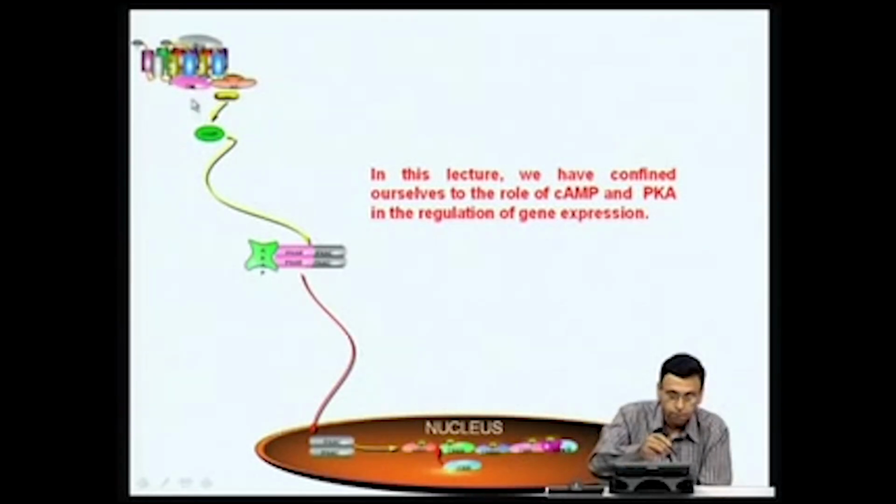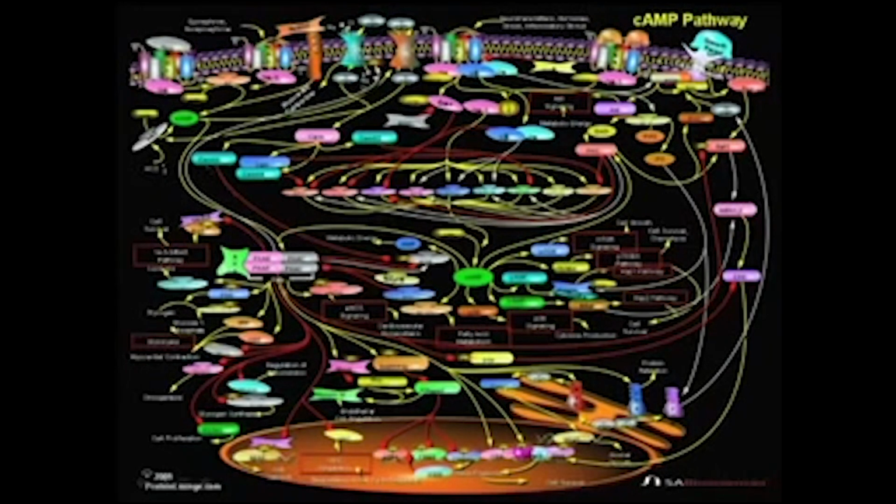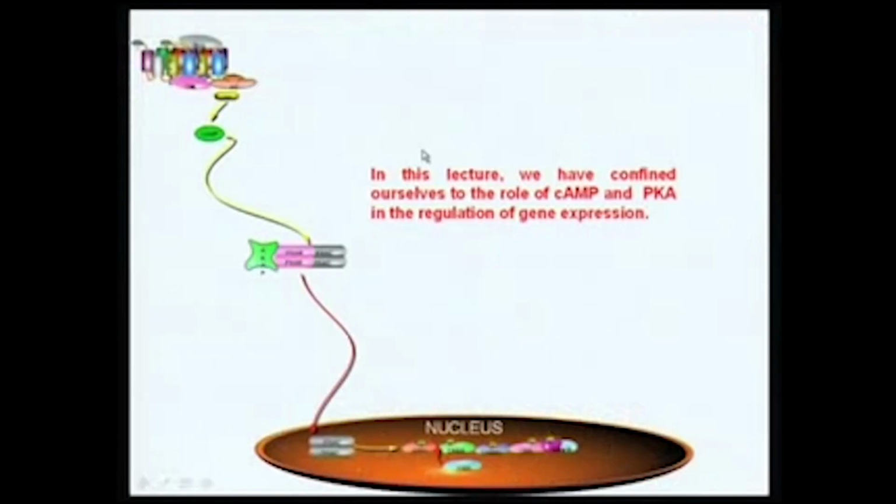So, this particular pathway is just one aspect of what is shown in the others. So, in this entire complex events that cyclic AMP mediates inside cells, we are now talking only about one particular pathway which I have highlighted in this slide. I am emphasizing this time and again, do not think that all the physiological effects of cyclic AMP are primarily due to activation of gene expression.